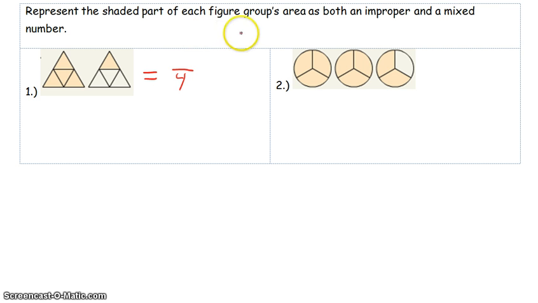Now we're going to write the improper fraction first. So our denominator is 4. So we count how many shaded parts we have here. We have 4 here plus this 1. So that gives us 5. Now that is our improper fraction. So you could write down improper fraction is equal to 5/4. Now we could write down the mixed number.